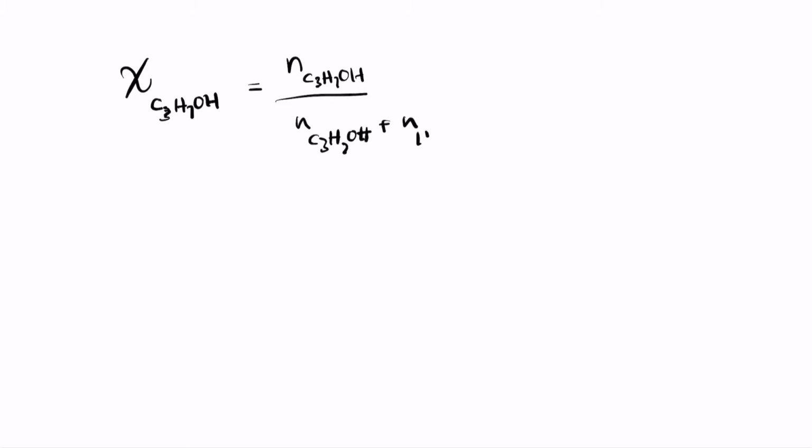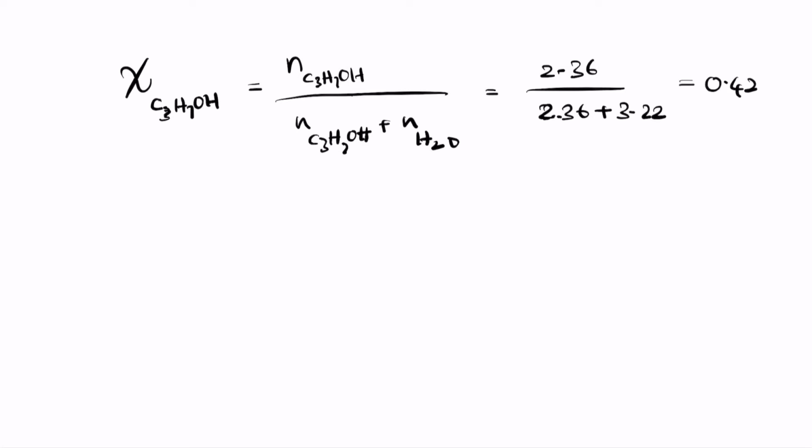First, we have to find the mole fraction of isopropyl alcohol. So the mole fraction of C3H7OH will be the number of moles of C3H7OH divided by the number of moles of C3H7OH plus the number of moles of H2O. So that value is 2.36 mole divided by 2.36 plus 3.22. That will give you a final value of 0.423.